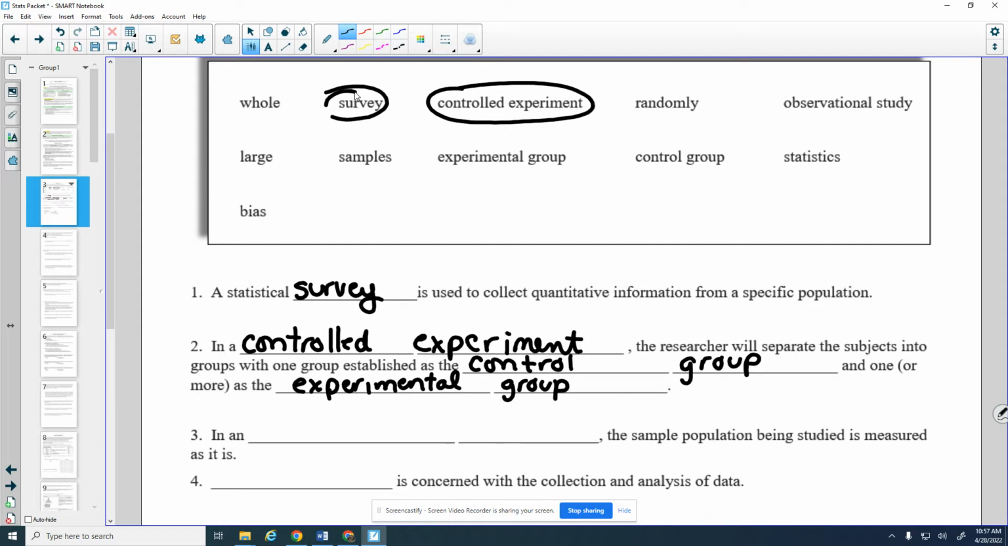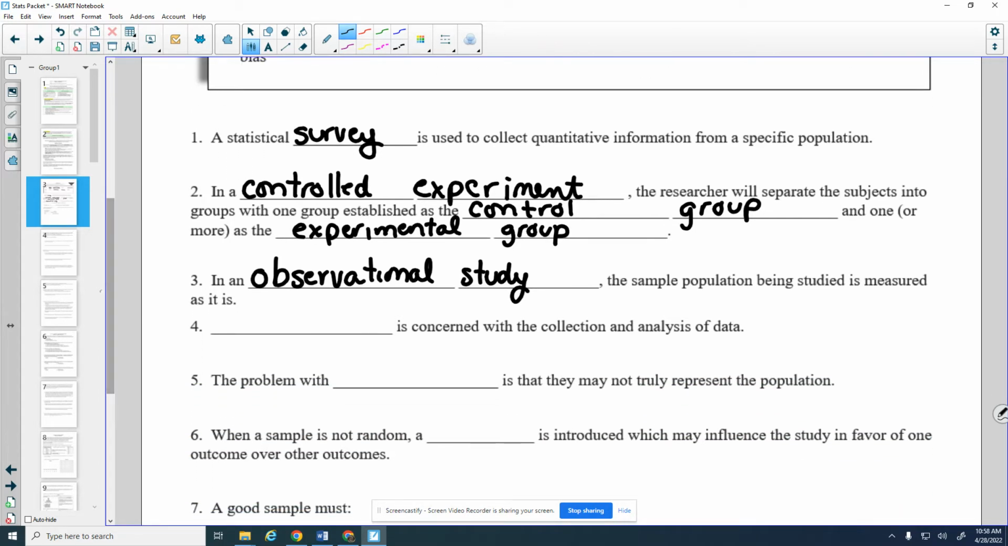The next question, in a blank, the sample population being studied is measured as it is. So unlike a controlled experiment where we do some sort of manipulation to that experimental group, in an observational study, we just observe what's going on. So that is question 3. So let me just cross out the ones we've used. So those are our 3 types of ways that we do studies. We can do surveys, controlled experiments, or observational studies.